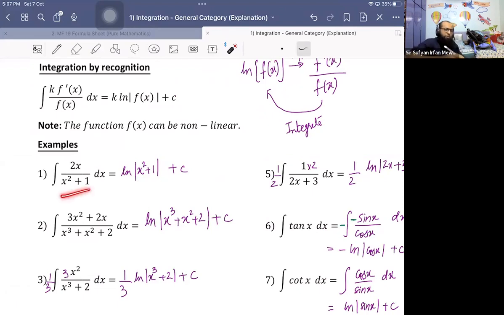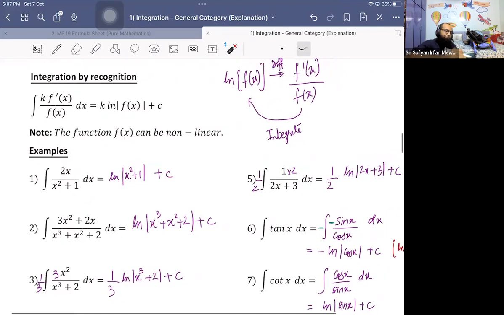2x upon x square plus 1. The first example. We have a function in the denominator, x square plus 1, a non-linear function, and the differentiation of it is there in the numerator. This is perfectly a recognition case. We have recognized it, and once we have recognized it, we know that the answer will be just taking ln with the denominator. So it's ln of x square plus 1 plus c.